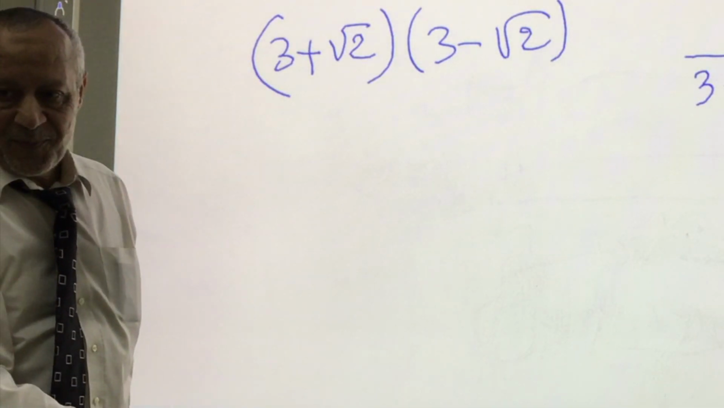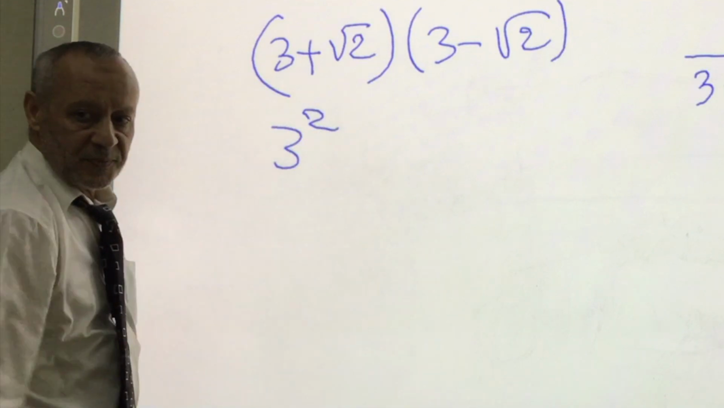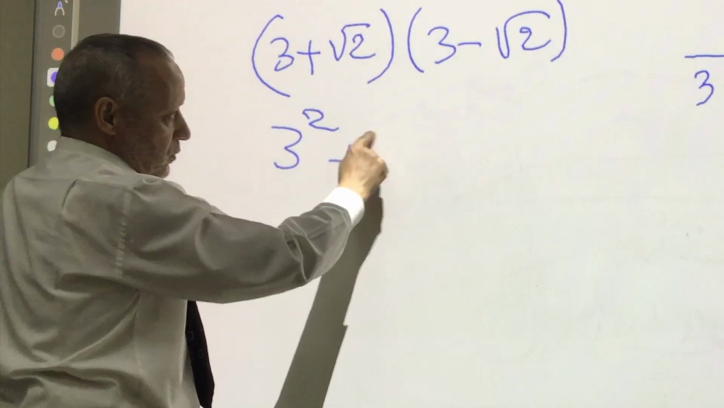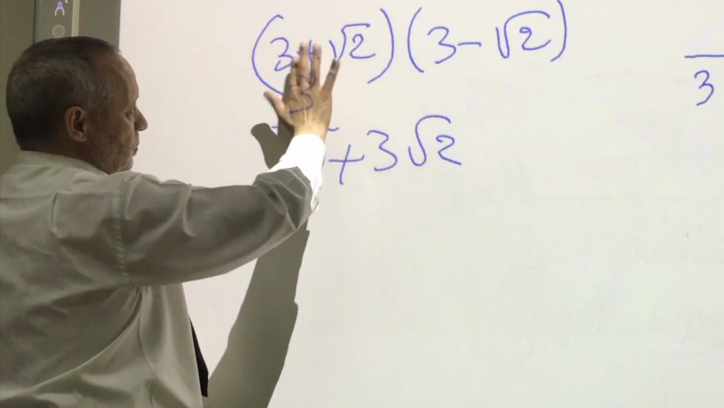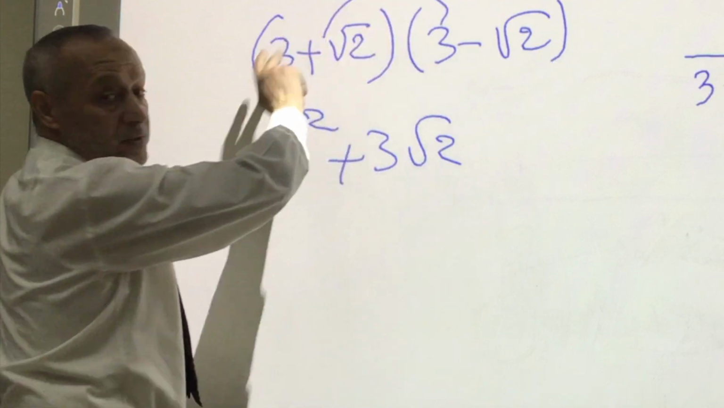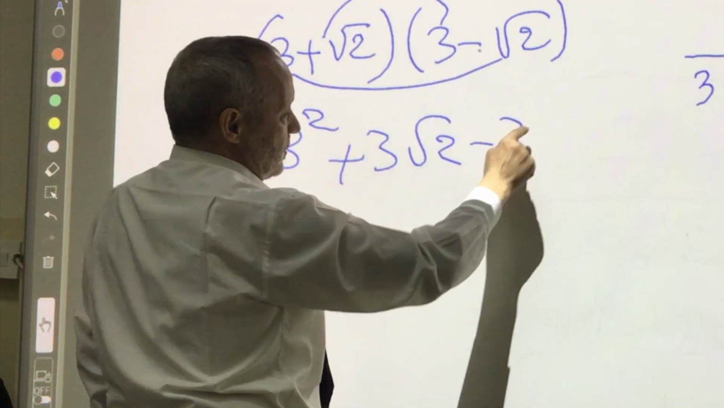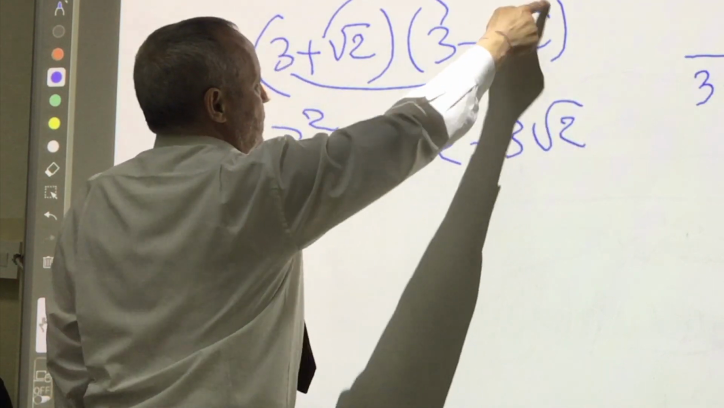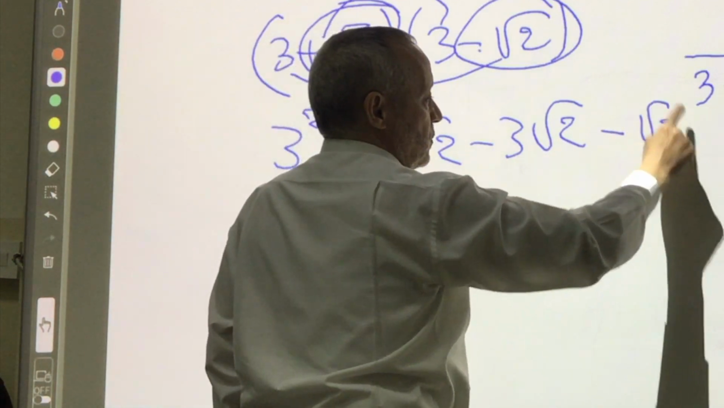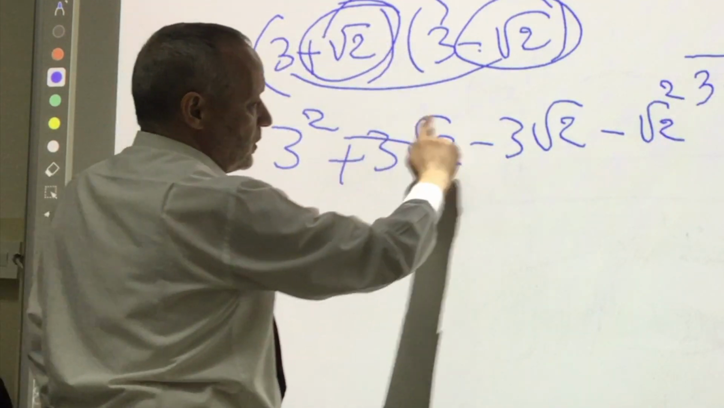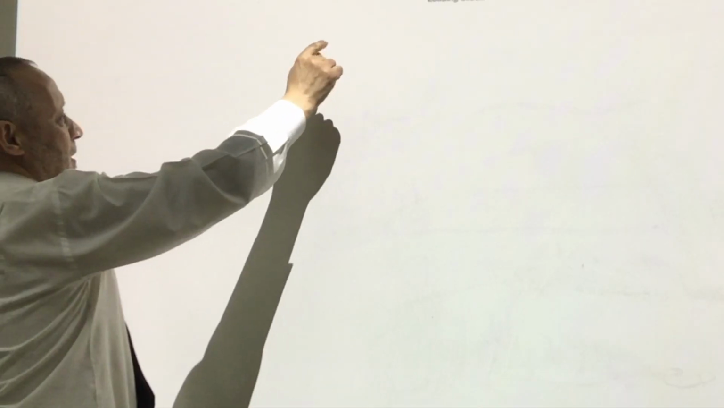You get 3 squared, right? 3 squared, and 3 square root of 2, plus 3 square root of 2 or minus 3 square root of 2. If you do minus square root of 2 with 3, you get minus 3 square root of 2. And then you multiply this minus square root with this plus square root, you get minus square root of 2 squared. Yeah? Can you see that these two cancel? When you get this squared, minus 2.